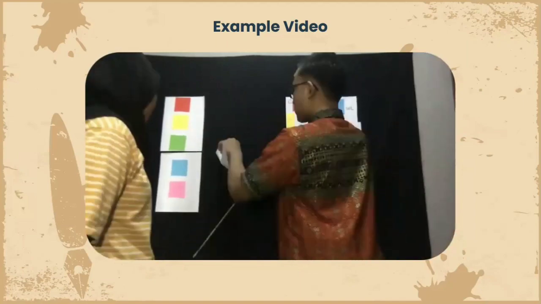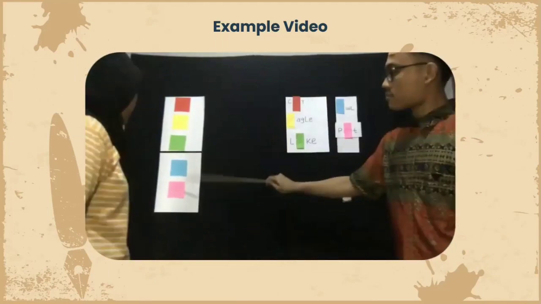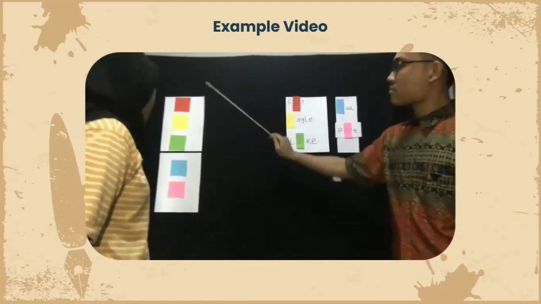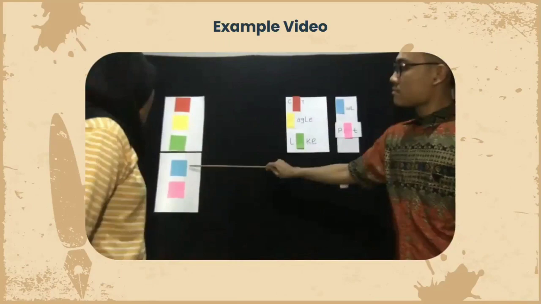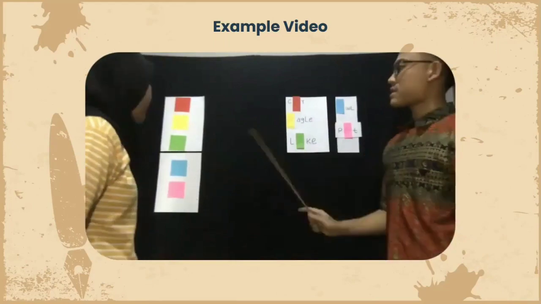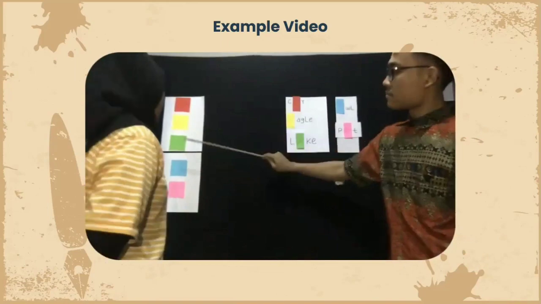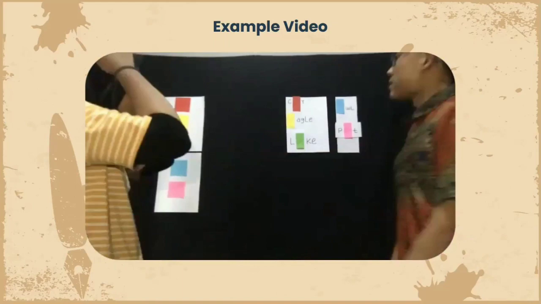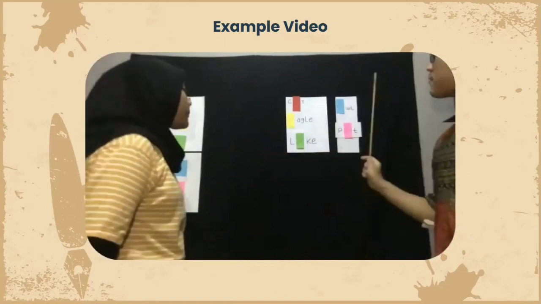So the student need to memorize what the color represent. O, U. A, E, I, O, U. Okay, one more time. A, E, I, O, U. Okay, excellent. Okay, the next, there are some example for the vowel sound.